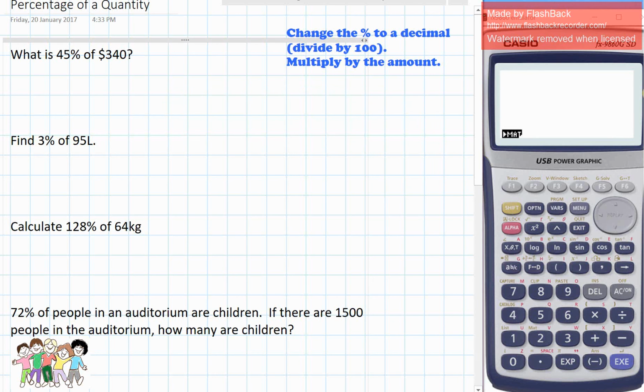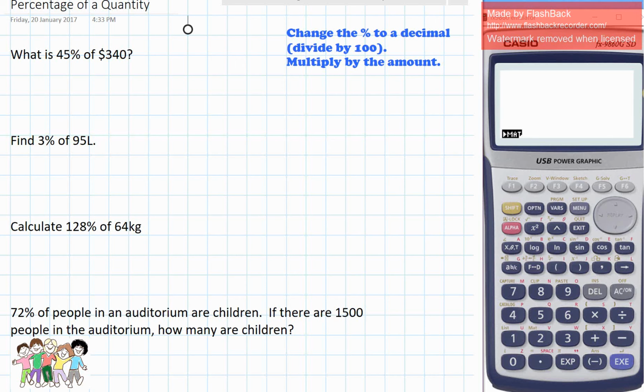In this video we're going to have a look at finding a percentage of a quantity. To do these types of problems, all we need to do is change the percentage to a decimal by dividing it by 100 and then take that decimal and multiply it by the amount.